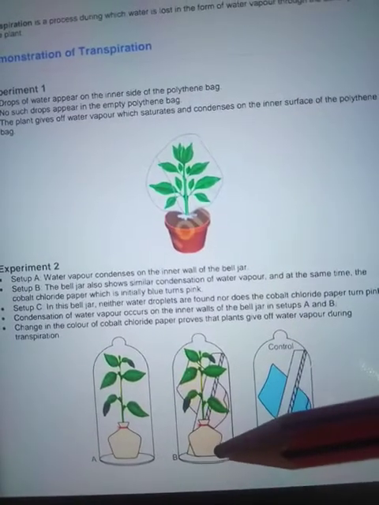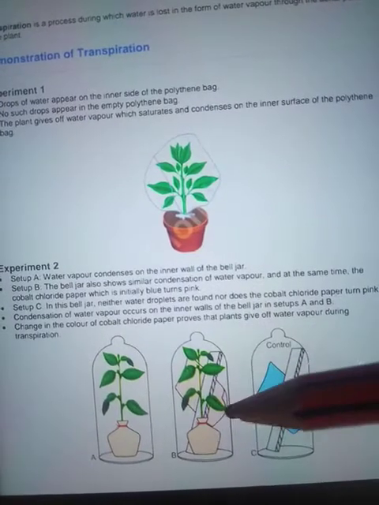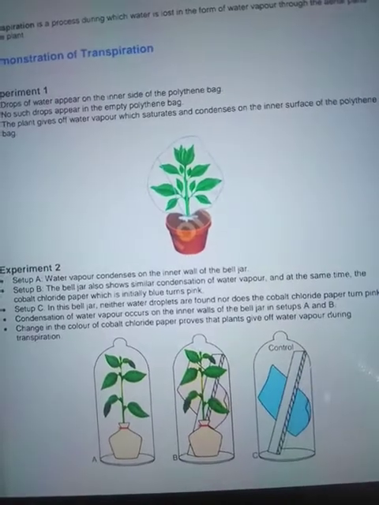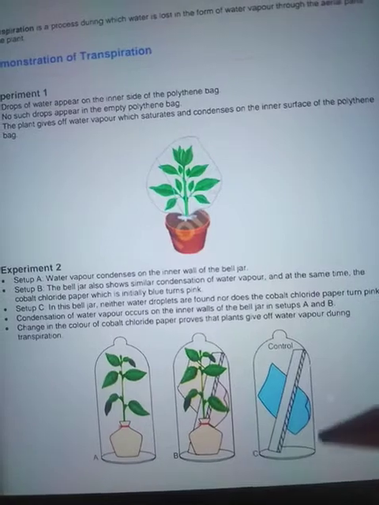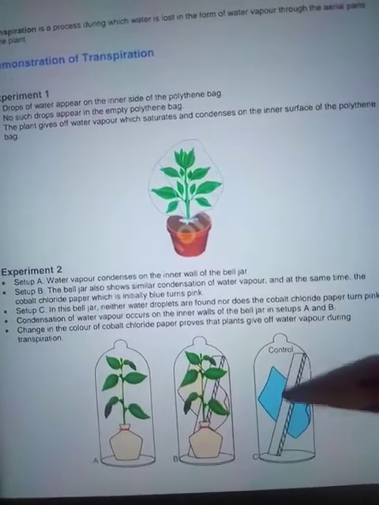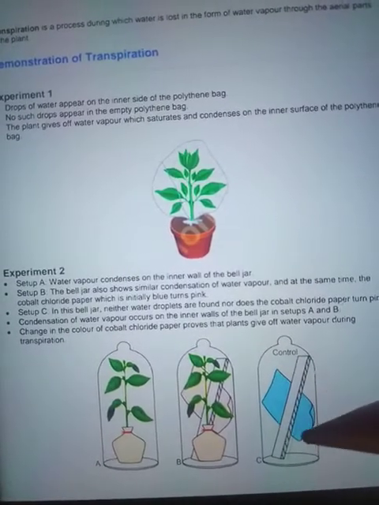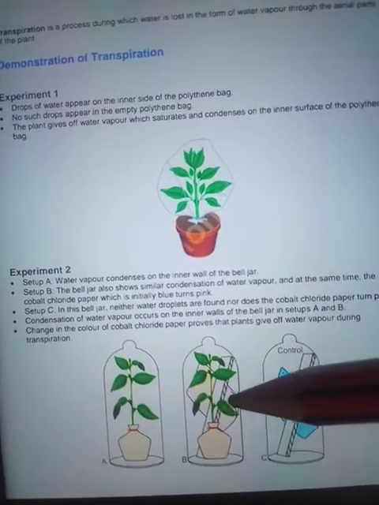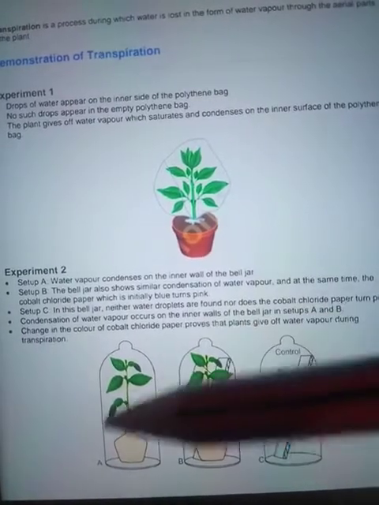And in B, we will see a potted plant inside which a cobalt chloride paper, which is of blue color, is kept. We'll see what happens in that. And in C, this setup is given, which is a control experiment under which the blue cobalt chloride paper is kept. This, which is coming as a pink color, was blue earlier.